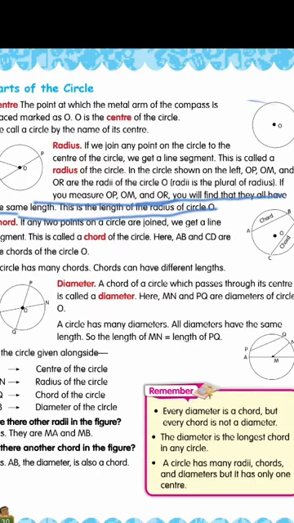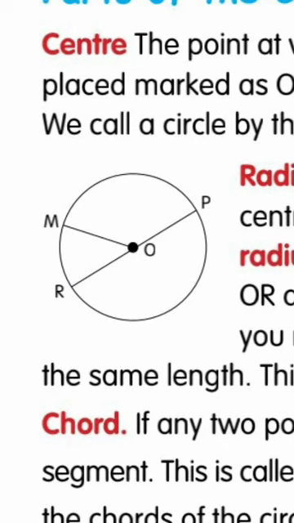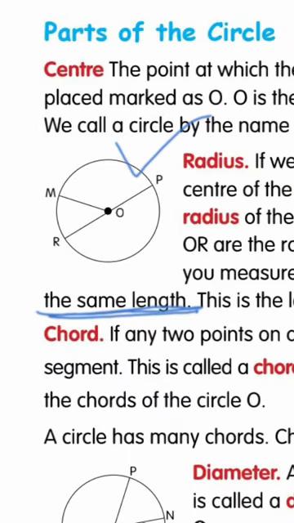If you measure OP, OM and OR with a scale, you will find that they have the same length. This is the length of the radius of circle O. All of OP, OR and OM are the same, and it will be the length of the radius of the circle.